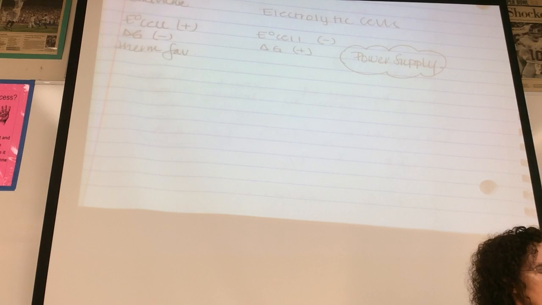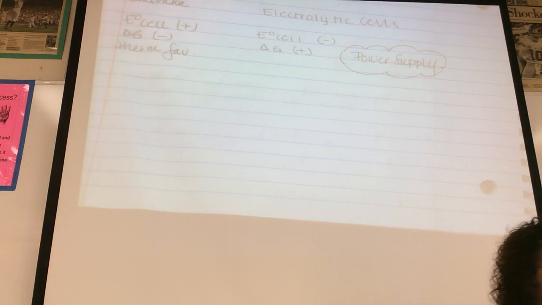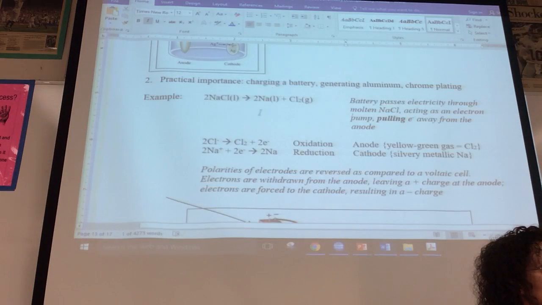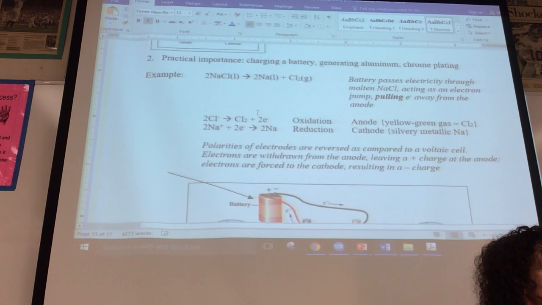For example, you can have molten sodium chloride, which is sodium chloride in the liquid state. You can generate sodium in the liquid state and chlorine gas. And you'll use a battery to pass electricity through this substance. The oxidation reaction is shown, the reduction reaction is shown. And this will make a little more sense when I show it to you in aqueous solution.